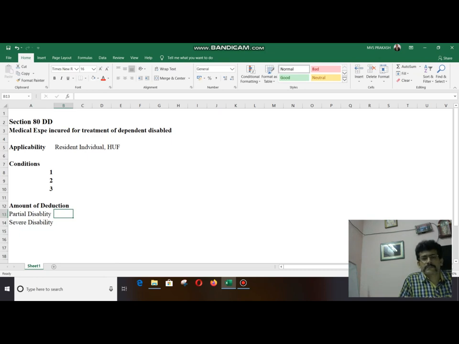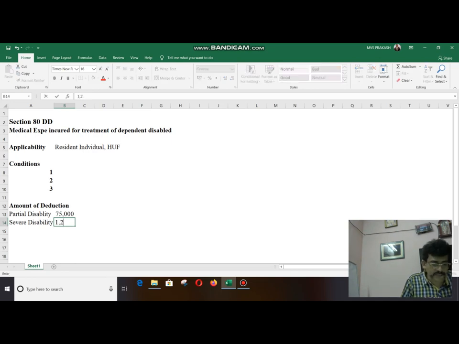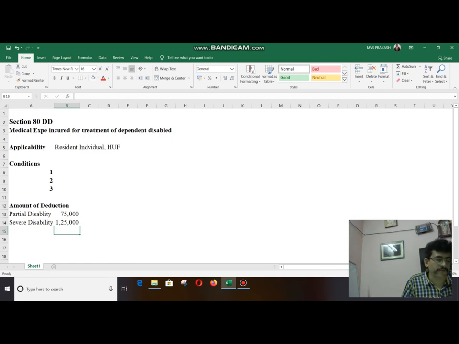Who will certify? Because the income tax department needs an assurance that the disability is really partial or really severe, he needs to obtain a certificate from the prescribed medical authority. That's one of the conditions. If the disability is partial, the amount of deduction which the assessee can claim is 75,000. If the disability is severe, the assessee can take a deduction of 1,25,000.